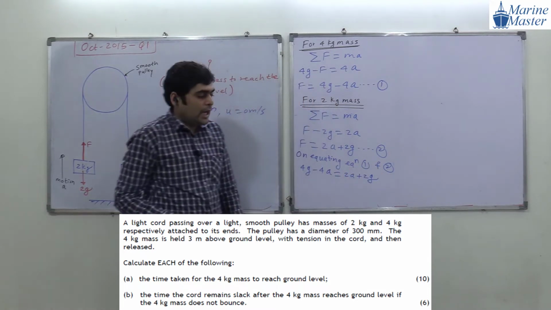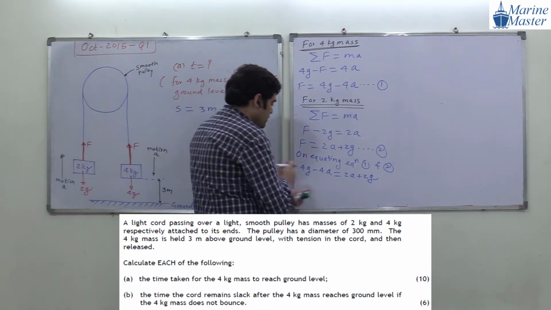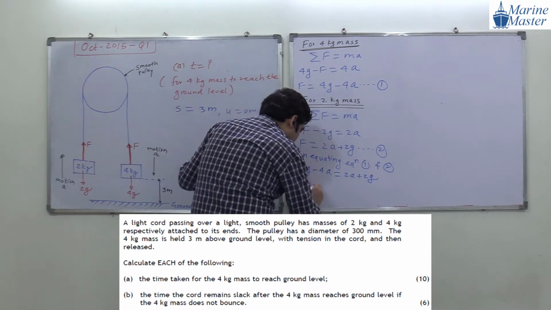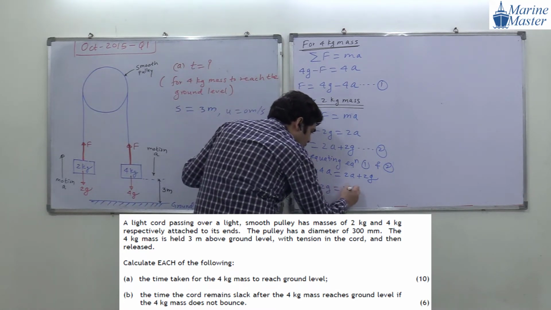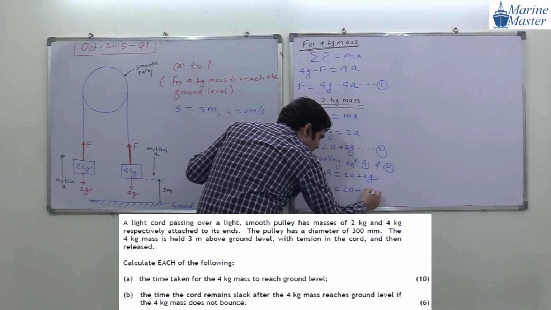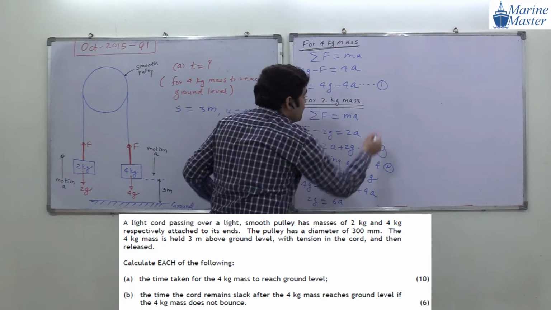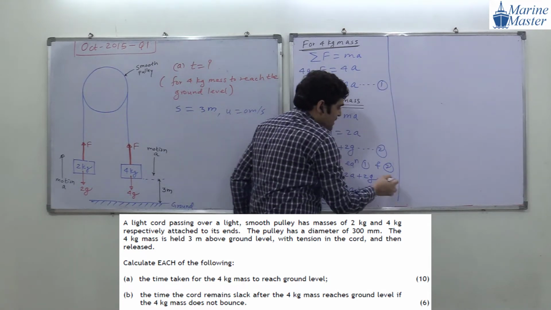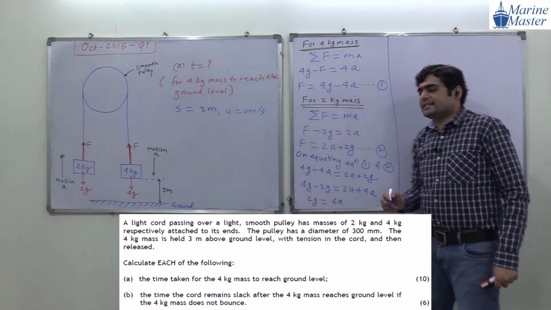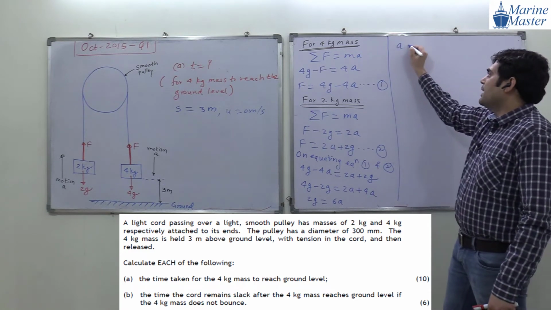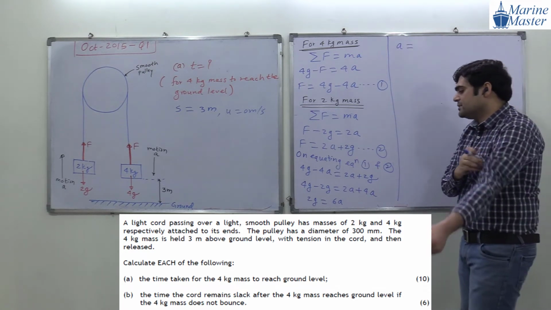Everyone, are you getting my point? So 4G minus 2G is equal to 2A plus 4A. So we can say 2G is equal to 6A. Guys, we are nearer to the answer. What will be the acceleration in this scenario? Acceleration will be equal to what, guys?